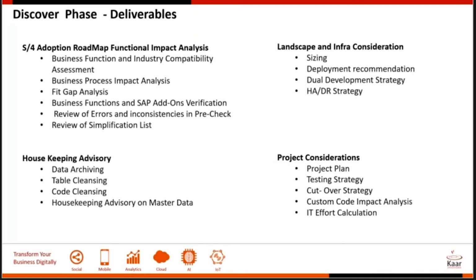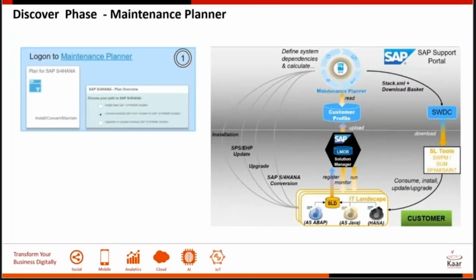So what are the tools that are available to be able to do these? The Maintenance Planner is one. The SAP Readiness Check is one. The SAP Transformation Navigator is another. SAP Fiori Apps Recommendation. In addition to this, there are a lot of tools that have been developed by partners.